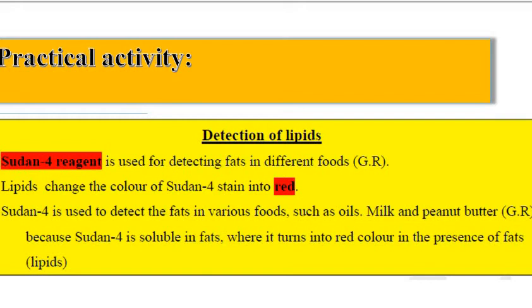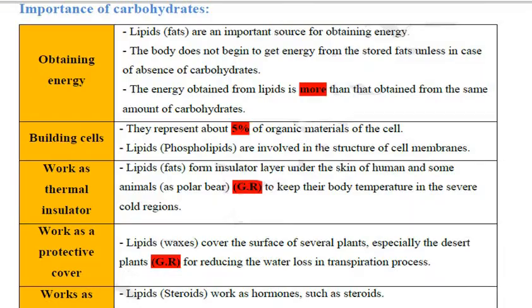We can detect the lipid by using sodium fluorescein reagent, which changes the color of the lipid into red as it dissolves in the lipid, forming a red color. It's called what? Sodium fluorescein.